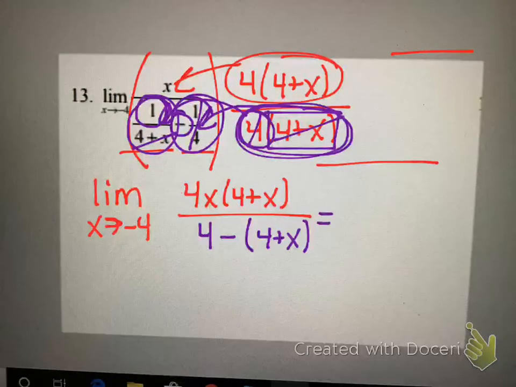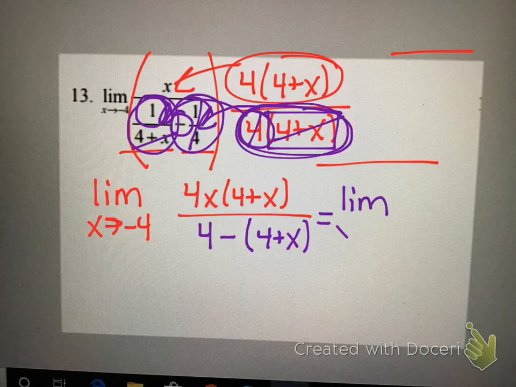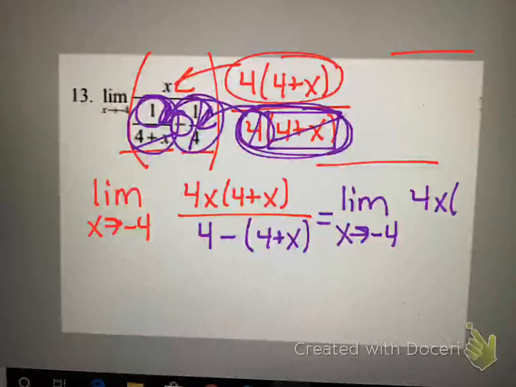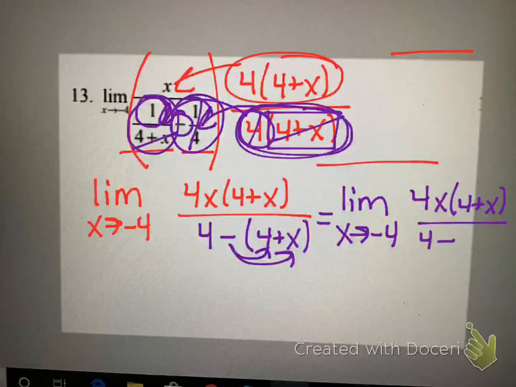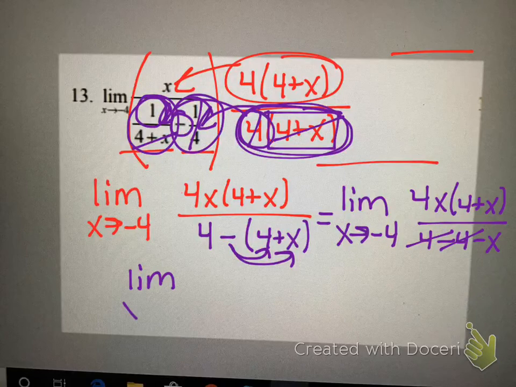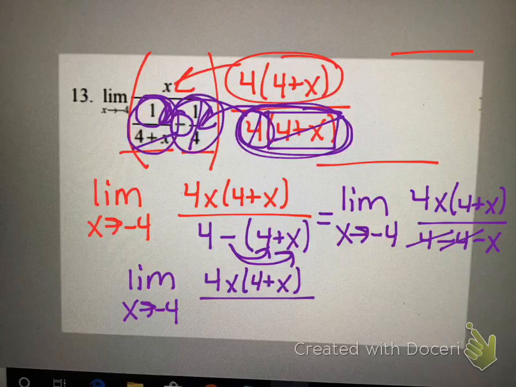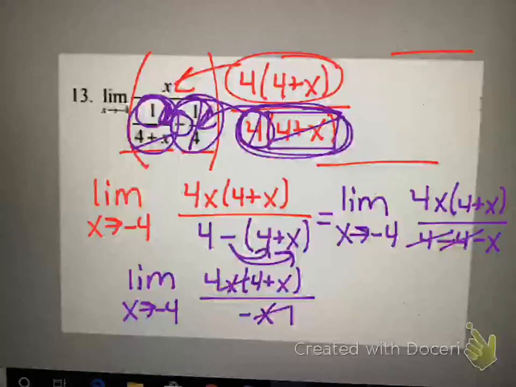And then what I would need to do is I'm going to leave the numerator in factored form, but I'm going to distribute the minus through here. So 4 minus x, and the 4's will cancel. So I'm going to be doing the limit as x approaches -4 of 4 times x times 4 plus x all over -x. And so the x's will now cancel, and this just becomes a -1.